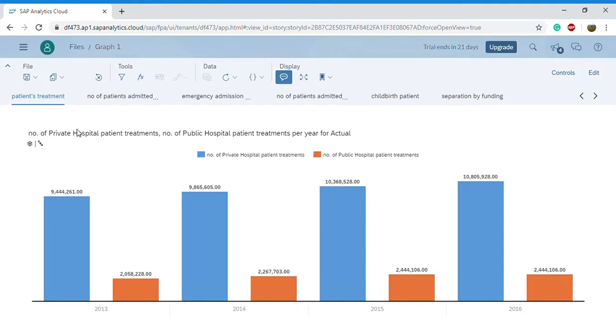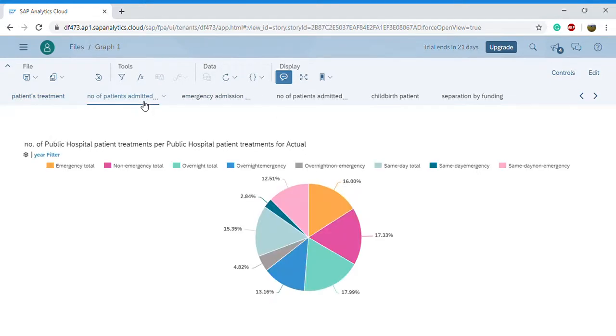This visualization is about the number of patient treatments in public and private hospitals during the years 2013 to 16, where the blue line is for private and orange is for public hospital treatment. We can easily conclude that Australians prefer private hospital treatment over public hospital treatment. Let's take the next visualization story.